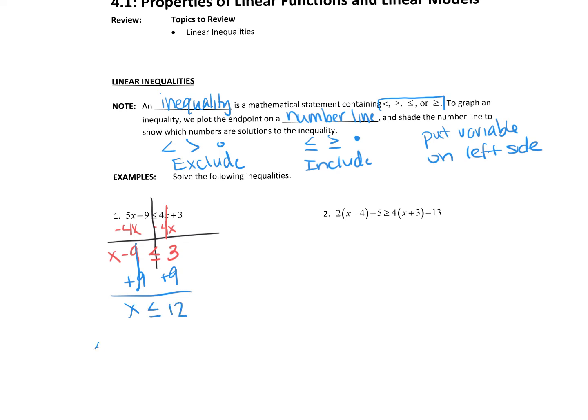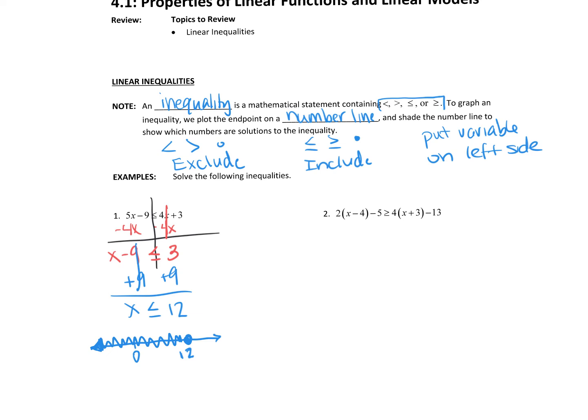So from here, we have to draw this as a number line. I like to put 0 on my number line and then locate where 12 is, somewhere out here. And remember, looking at this symbol right here, it tells me I'm going to include the 12. I'm going to shade everything to the left of the 12. So I'll draw a closed circle at 12, and I'll just go in this direction here. And this is how we produce the solution.